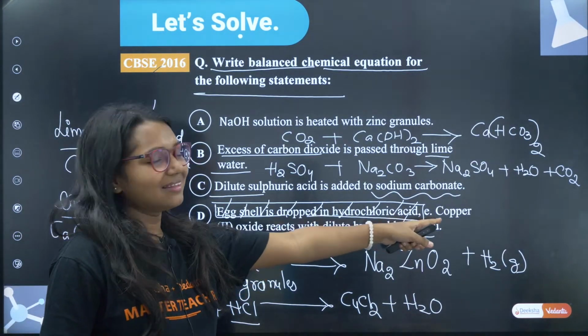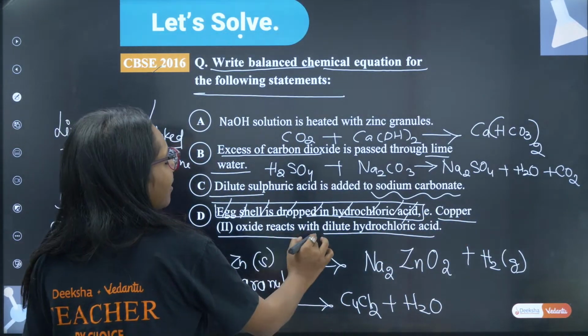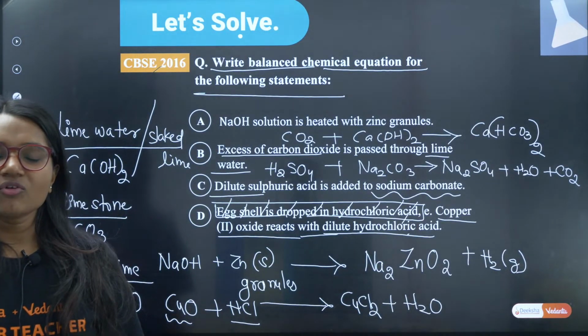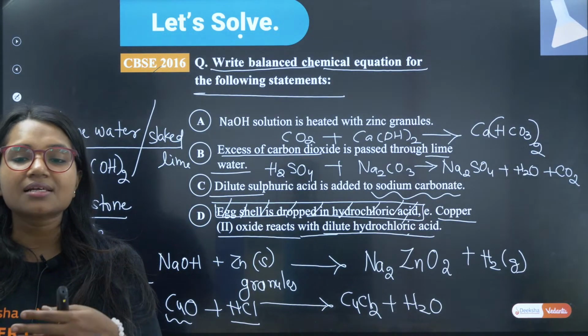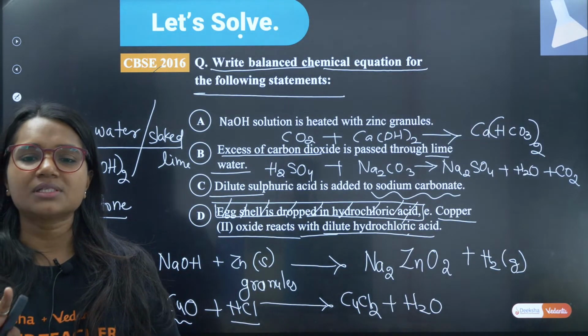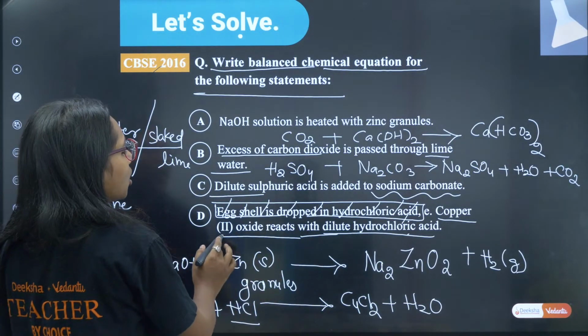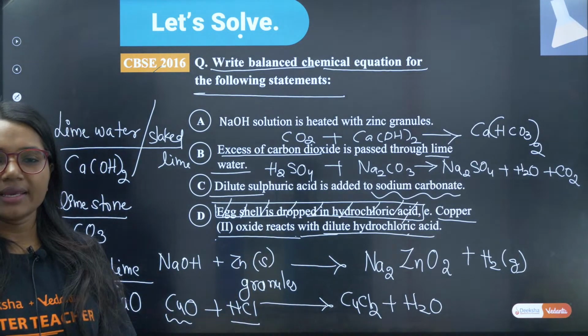So we have to write this equation. Copper oxide reacts with dilute hydrochloric acid. Okay, write down for this neutralization. Absolutely correct. Very good, Rohit. Eggshell is calcium carbonate. That is absolutely correct. But we are writing here the equation for copper oxide reacts with dilute hydrochloric acid.